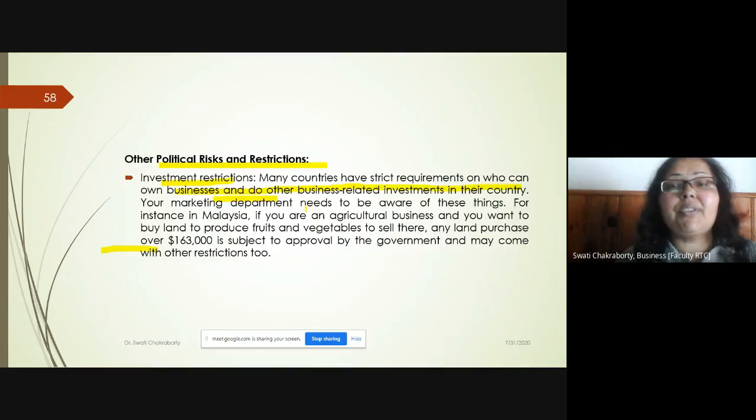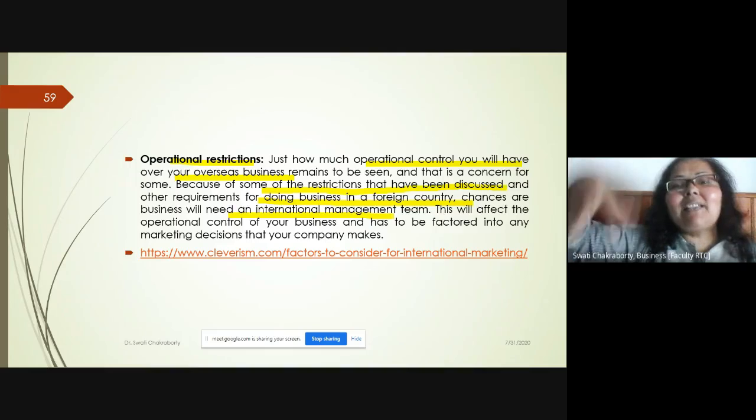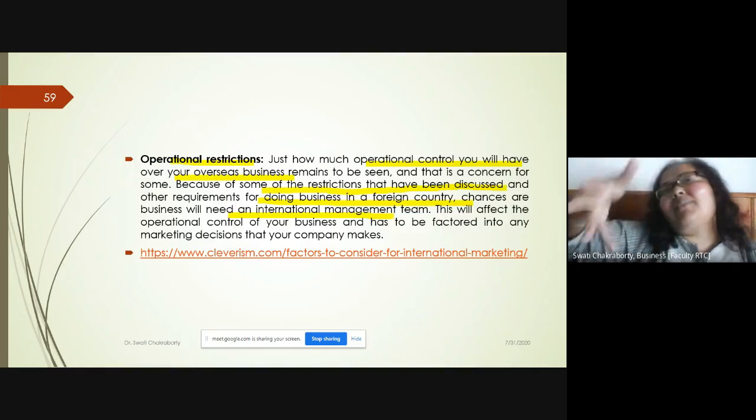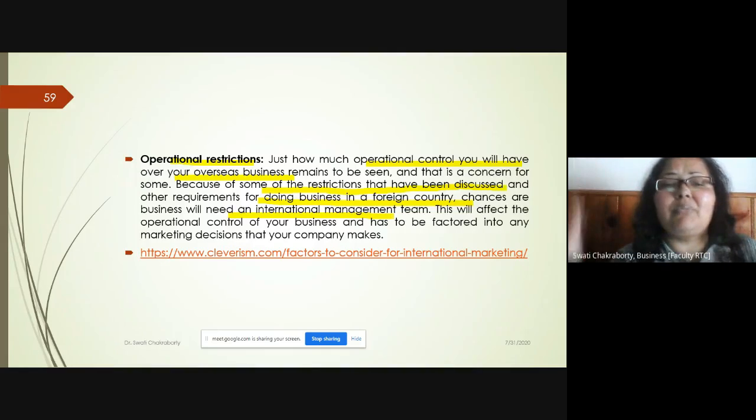Operational restrictions, right? How much operational control can you have over your business when you do the overseas business? That also has to be taken into consideration, because of some of the restrictions that we've discussed right now, there will be a chance that you may have to have an international management team. You cannot just manage, your team cannot manage you. You need to have someone else also managing part of it, which may hamper your operational business.